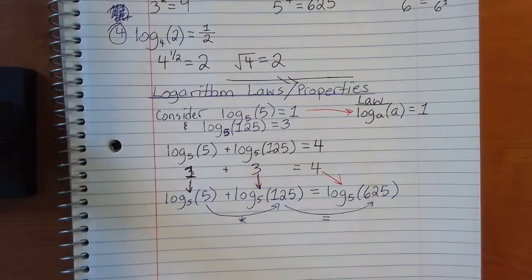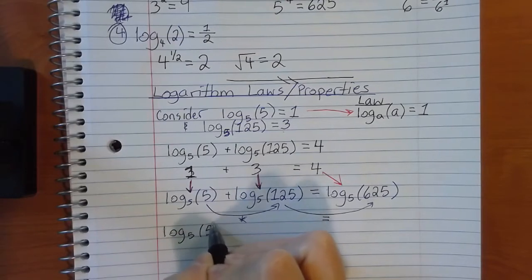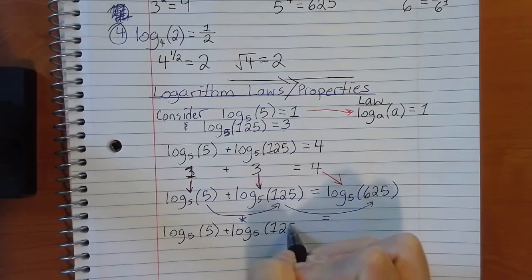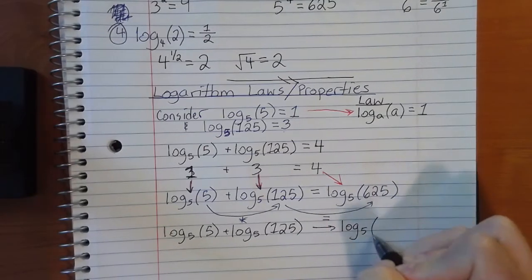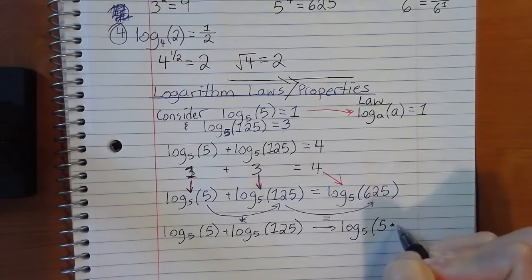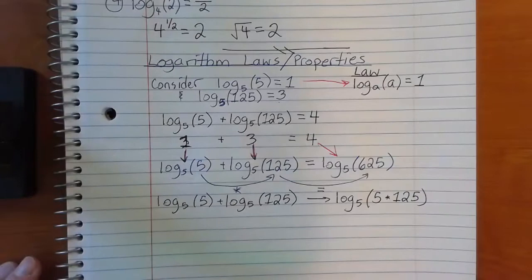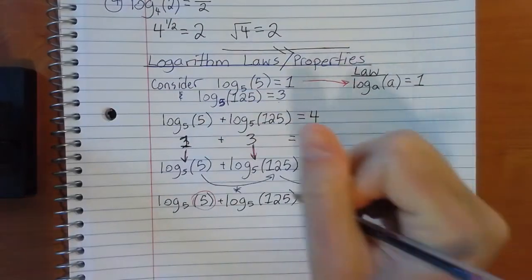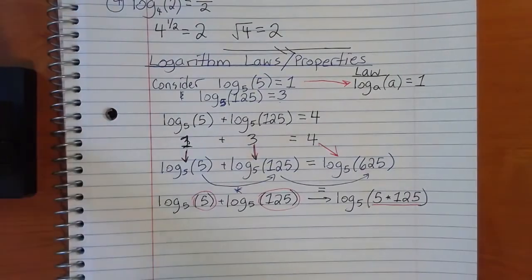And we could rewrite this same thing as log base 5 of 5 plus log base 5 of 125 would be the same thing as log base 5 of 5 times 125. We can even be more specific, and we could circle the 5 and circle the 125, and that ends up condensed together in one logarithm, to the 5 times 125.